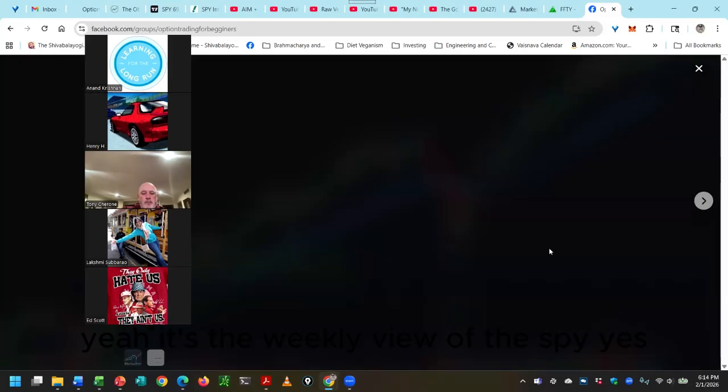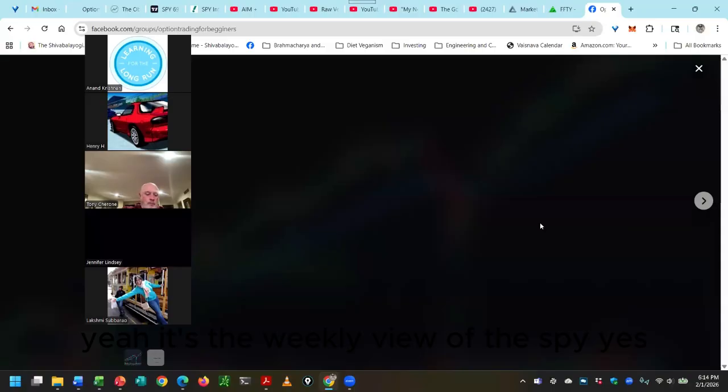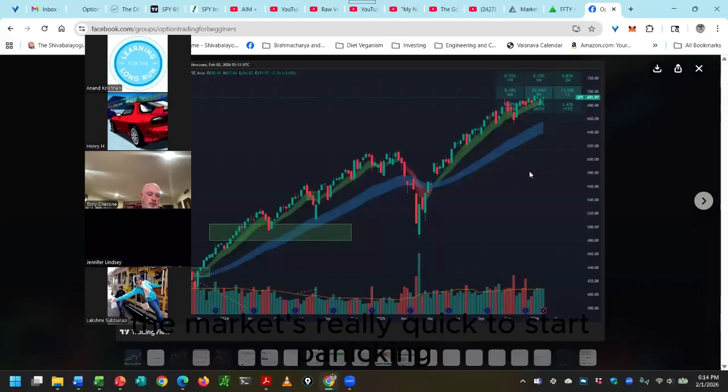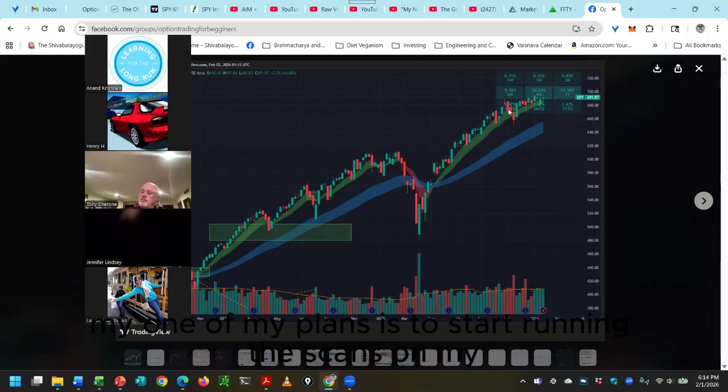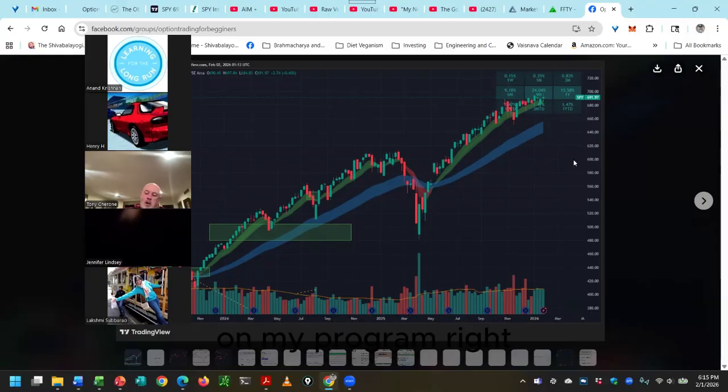Yeah, it's the weekly view of the SPY. The market's really quick to start panicking. That's what I'm saying. In the upper panel, you can see all the different time frames and how they've performed percentage-wise. All of them are green.